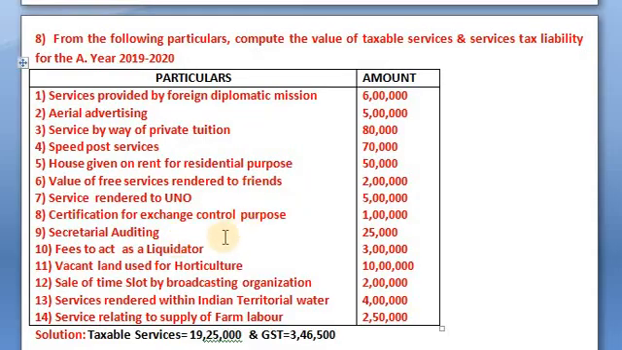Secretarial auditing, taxable. Fees to act as liquidator, taxable. Vacant land used for horticulture, exempted. Sale of time slot by broadcasting organization, taxable. Services rendered within Indian territorial water, taxable. Service relating to supply of farmland, exempted. Similar to the previous problem. The total taxable services you should get is 19,25,000 and GST.